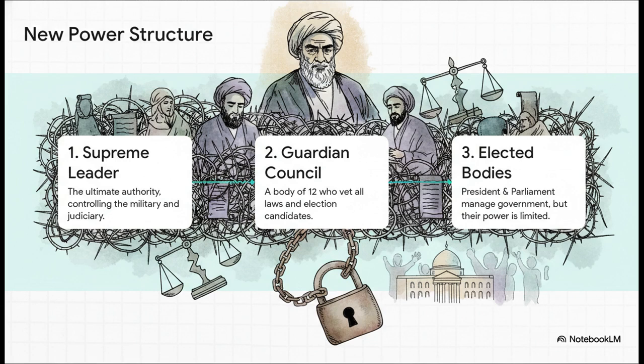And above them all, at the very top, is the supreme leader, who was, of course, Khomeini himself. He had the final say on everything. So while it looks a bit like a republic, it's really a theocracy at its core.